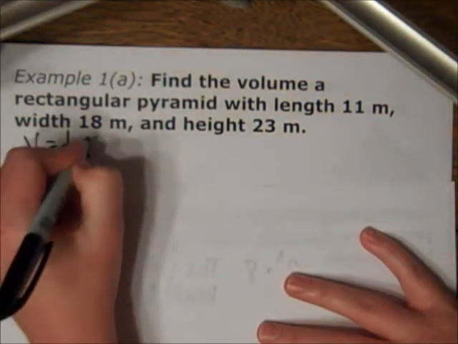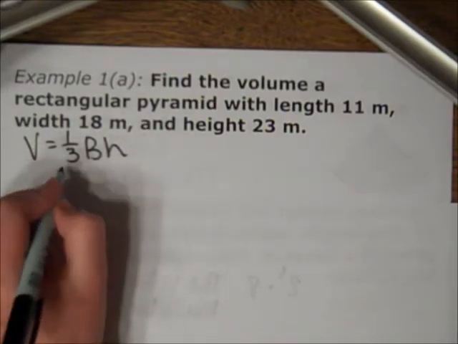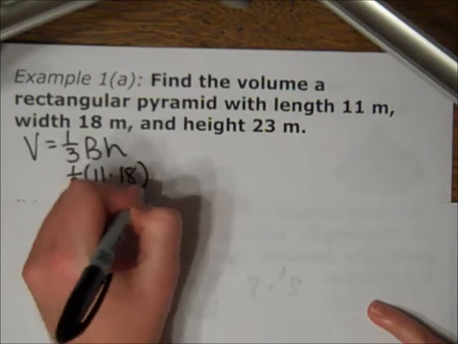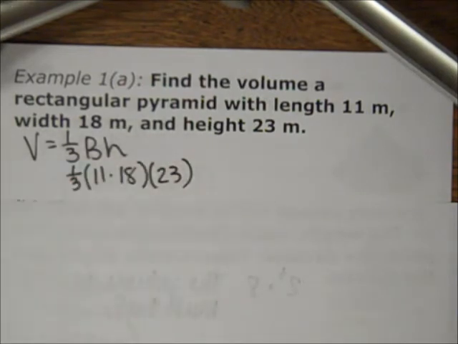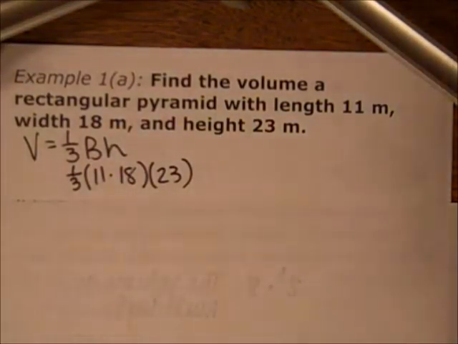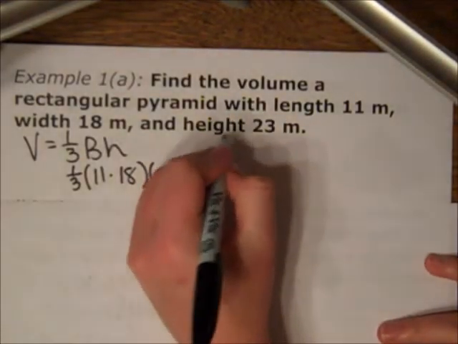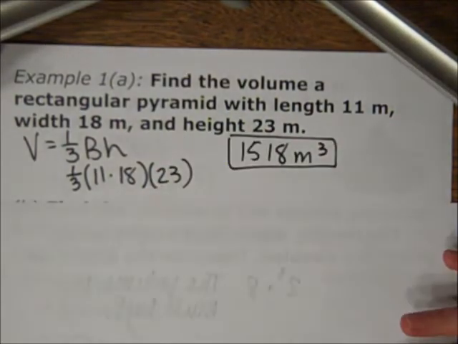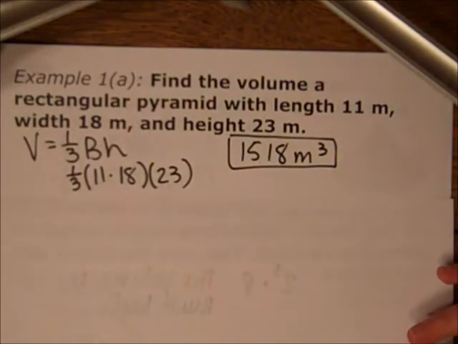So formula, 1/3 BH. So 1/3 times 11 times 18 for the base, times 23 for the height. Let me get my calculator here. 11 times 18 times 23 divided by 3 is 1518 meters cubed. Remember, we're still in volume, so we're still cubed here. Okay, y'all try B and C.